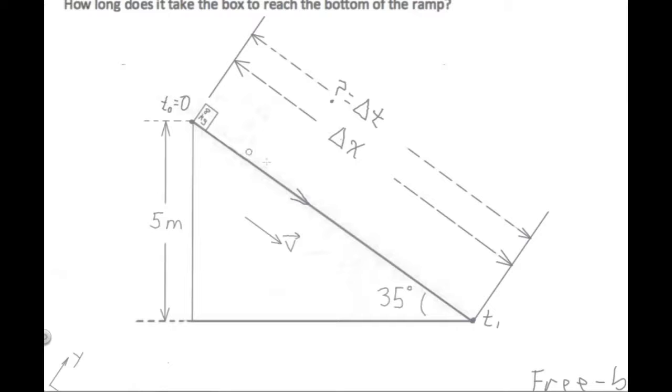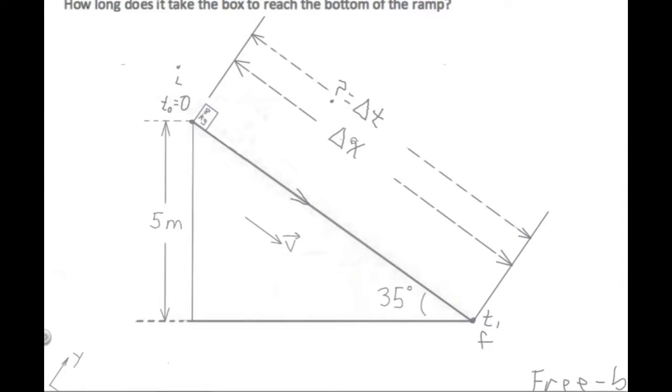Object starts here and is displaced down to here. Delta x is defined in terms of initial and final points. This point is our initial point for the beginning of the displacement, and this point is our final point for the end of the displacement. Those are good initial and final points because the question is asking about the time that elapses between those two.